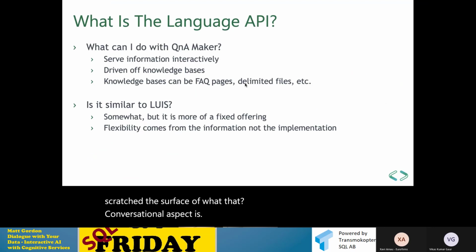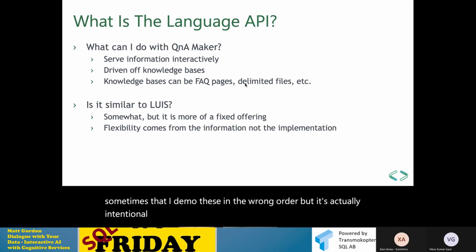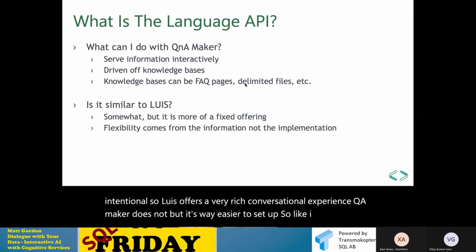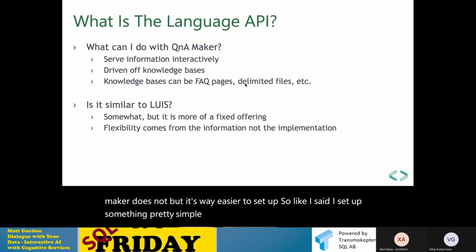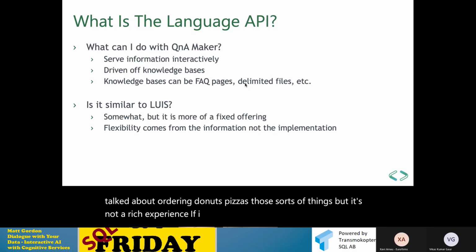So let's go to something simpler. I know I get feedback sometimes that I demo these in the wrong order, but it's actually intentional. LUIS offers a very rich conversational experience. Q&A Maker does not, but it's way easier to set up. Like I said, I set up something pretty simple for that last thing, 10 or 15 minutes. We talked about ordering donuts, pizzas, those sorts of things. But it's not a rich experience. If I layered a chatbot over that, we can't do much. It's not going to say much.